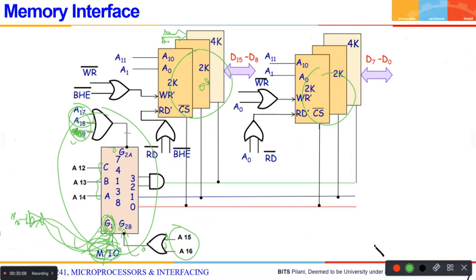Tell me why I said this is the odd memory bank. Anybody give me the answer? Because BHE is connected. Everything is connected to BHE here. Why is this the even memory? Because A0 is connected. That's why this is the even memory. This is the odd memory bank. This is the even memory bank.